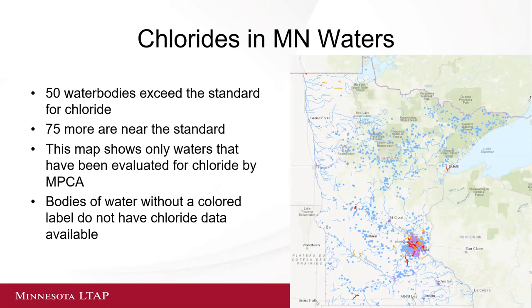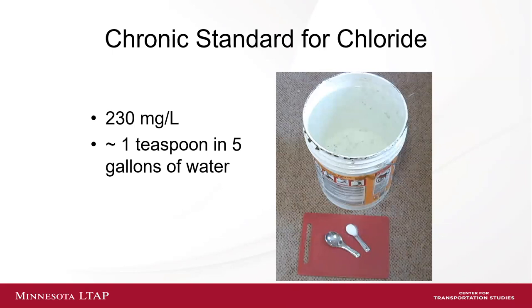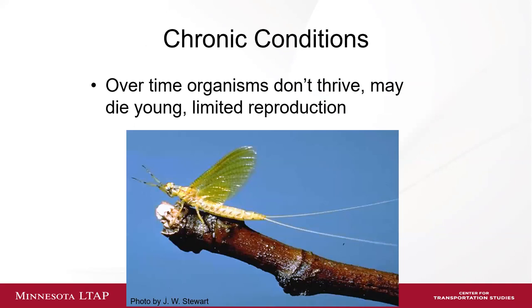So the standard for chloride, there's a chronic and an acute standard. The chronic standard is 230 milligrams per liter, which is roughly 1 teaspoon of salt in 5 gallons of water. And to be honest, I don't think you'd even taste a teaspoon of salt in the water. But that chronic standard affects the organisms that live in the water.